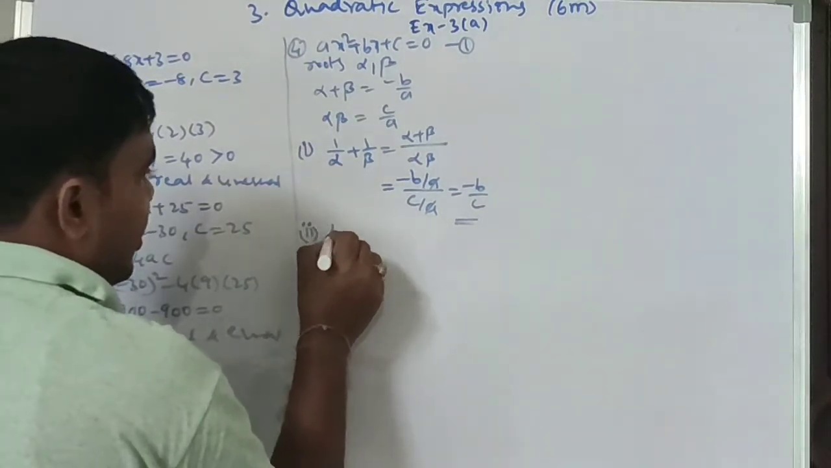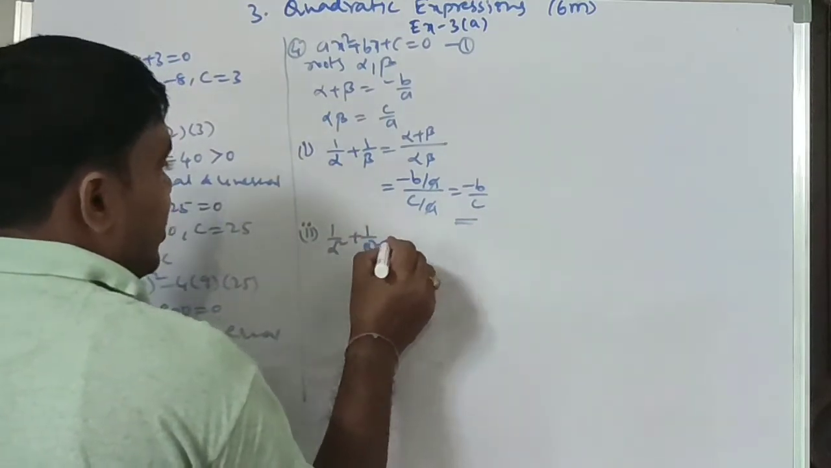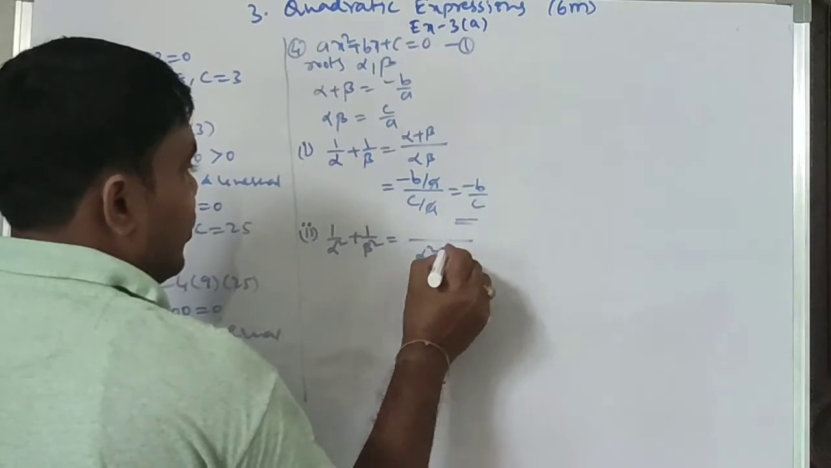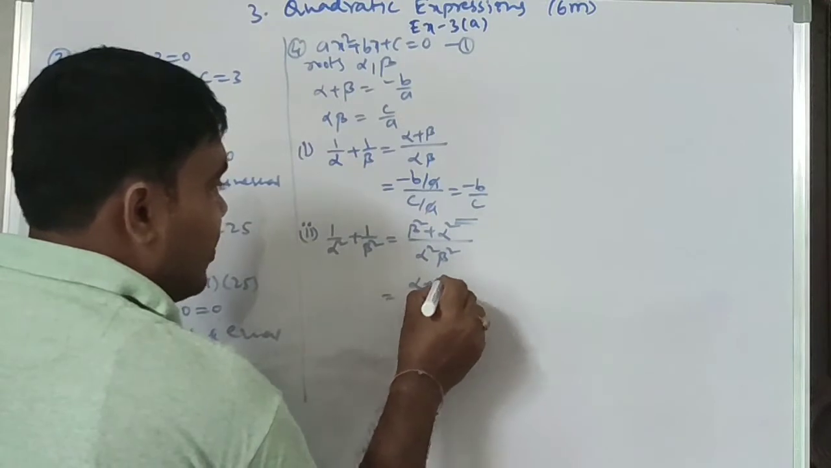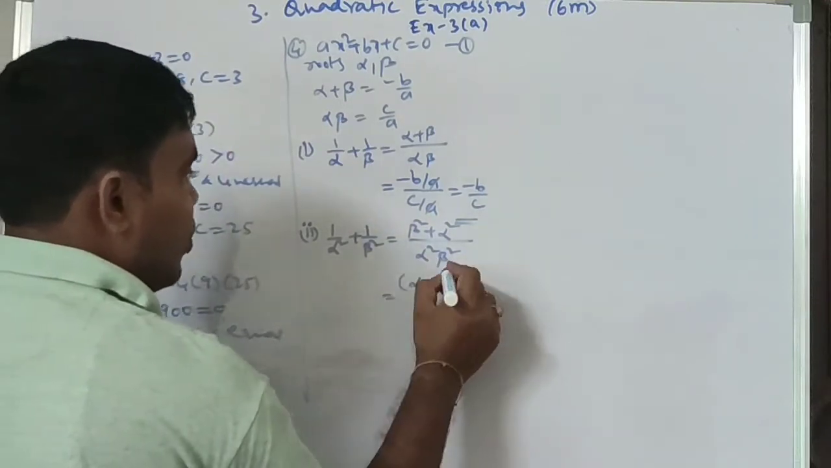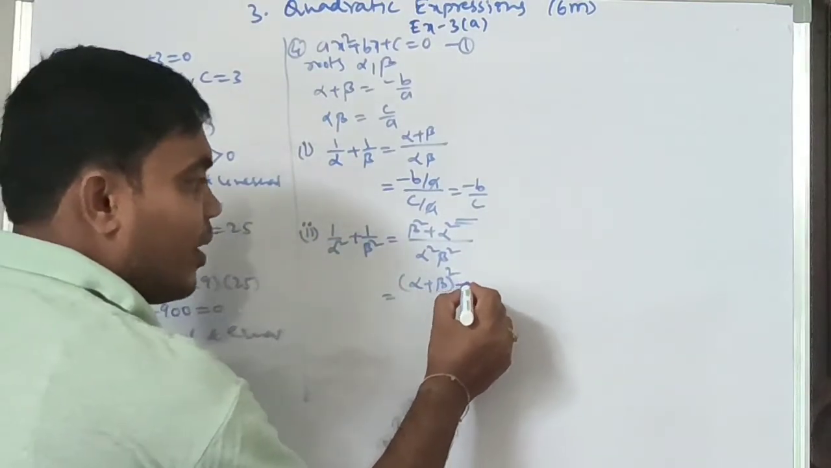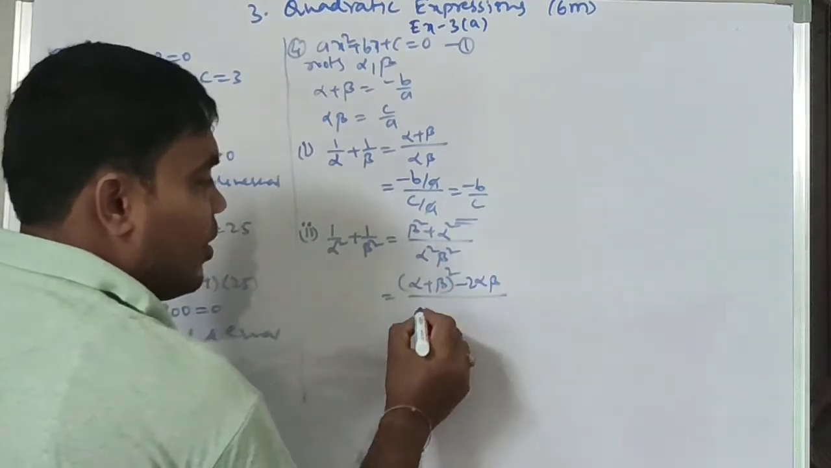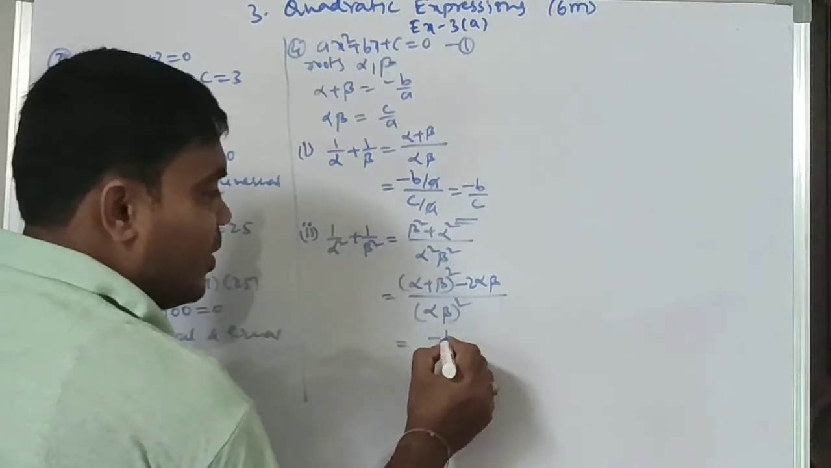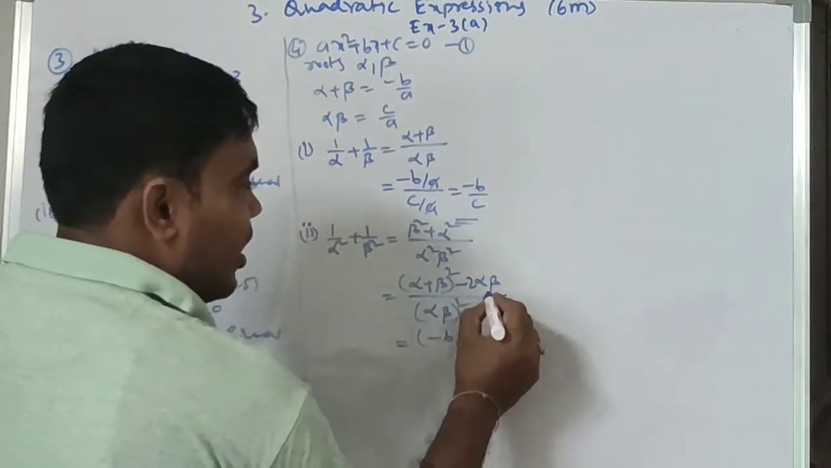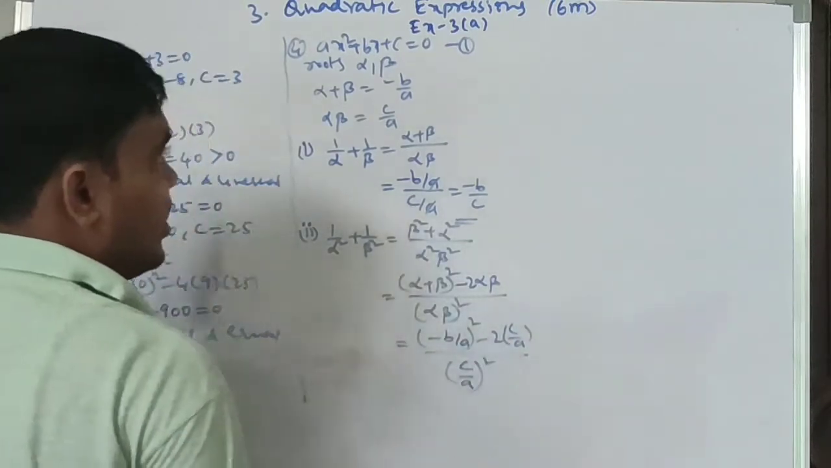Next, second: 1 by alpha square plus 1 by beta square. Taking LCM alpha square beta square, the numerator is beta square plus alpha square. Alpha plus beta whole square equals alpha square plus beta square plus 2 alpha beta, so I am subtracting 2 alpha beta, divided by alpha beta whole square. So alpha plus beta equal to minus b by a whole square, minus 2 alpha beta equal to c by a, divided by c by a whole square.